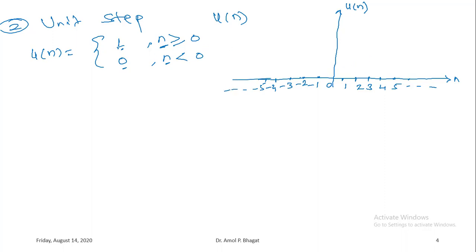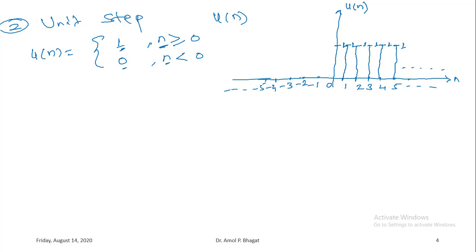So at n is equals to 0, u of n is 1. Similarly, for n is equals to 1, again it is 1. For n is equals to 2, it is again 1. For n is equals to 3, again it is 1. For n greater than or equals to 0, everywhere it is 1. For 5, again it is 1, and so on.